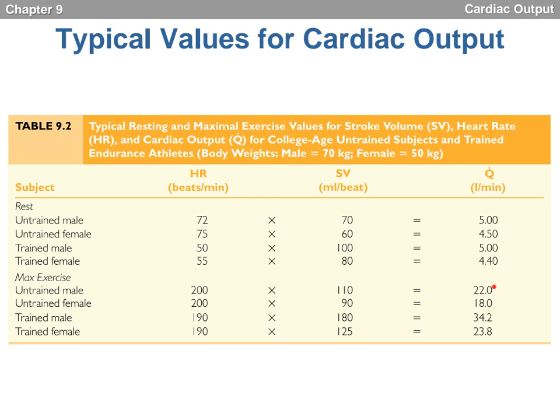So if we look at the overall cardiac output in the untrained male during very intense exercise, his cardiac output would be 22 liters per minute, which is pretty good. It's over 4-fold higher. But look at the trained athlete. His cardiac output is 34.2. So you notice that's much higher. We had 5 liters per minute in the resting state, and now we're almost 7 times higher. So that's pretty impressive. So that shows you the effects of training, particularly aerobic training, that would increase your endurance.